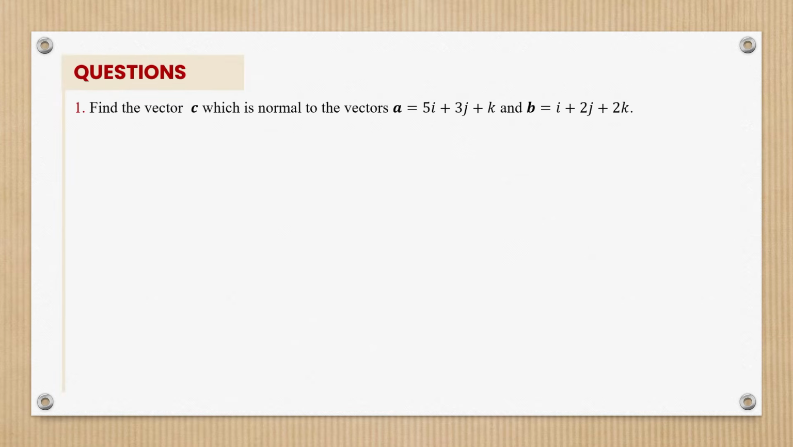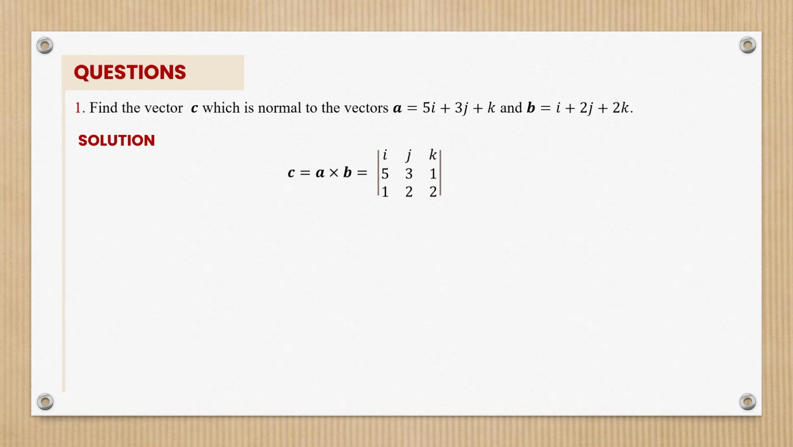Let's look at a question. We're being told to find the vector c, which is normal to the vectors a, which is 5i plus 3j plus k, and b is equal to i plus 2j plus 2k. So remember that the vector which is normal can be found by getting the vector product, using cross product. So this is what we're going to find.